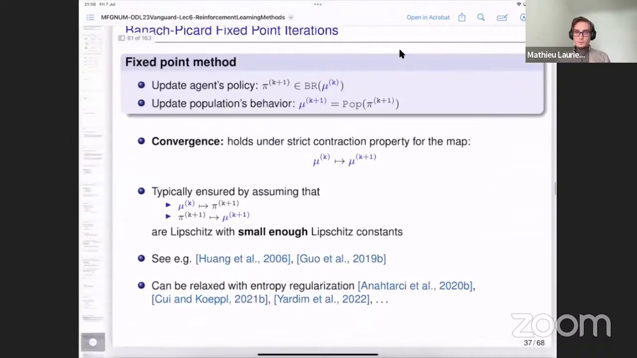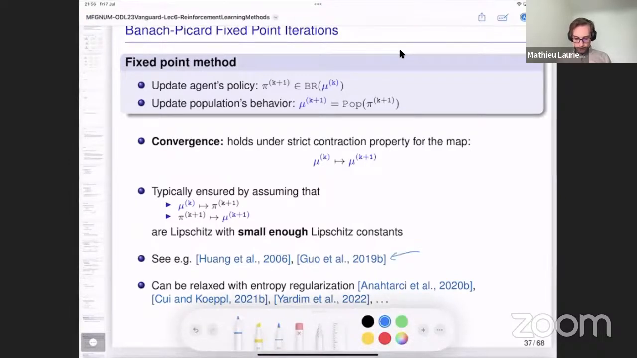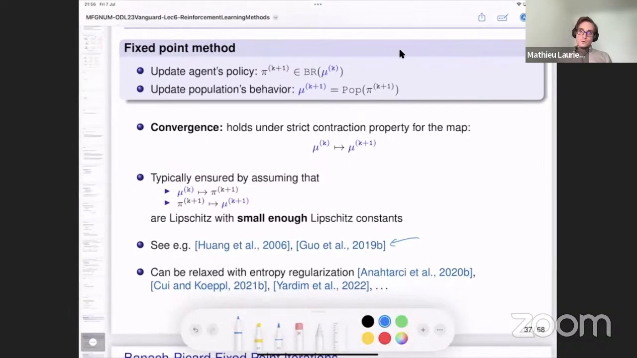And you are hoping that this is a strict contraction. So if you take a specific model and you do the computation to try to see if it is a strict contraction, you will realize that typically it relies on having the model, functions of the model, in particular the drift or the transition kernel and the reward, which should be Lipschitz with respect to the mean field and with small enough Lipschitz constant in order to have a strict contraction. So you can check, for example, this paper, and one way to improve that is to relax the problem.